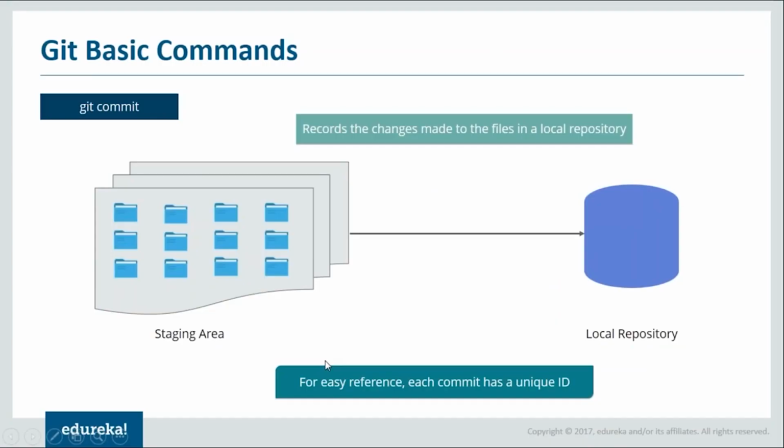Now we are going to see the git commit command. So git commit basically records the changes made to the files in a local repository. So you have all the modified files in the staging area. So when you make a commit, it'll basically record the changes that you have made to the files in that local repository. And for easy reference, each commit has a unique ID. And it is a good practice to always give a commit message, right? So that helps you in understanding what change was done in this particular commit, right?